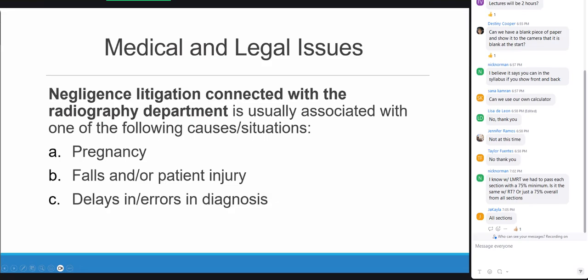Negligence litigation connected with the radiography department is usually associated with one of the following causes or situations: pregnancy, if the patient falls or is injured in another way within the department, delays in the diagnosis or errors in the diagnosis. And it's estimated that roughly 10% of all negligence cases originate from the imaging department. But while that doesn't sound like a lot, I mean, 1 out of 10, once you start talking about hundreds, 200, 300,000 cases, 10% is quite a bit.